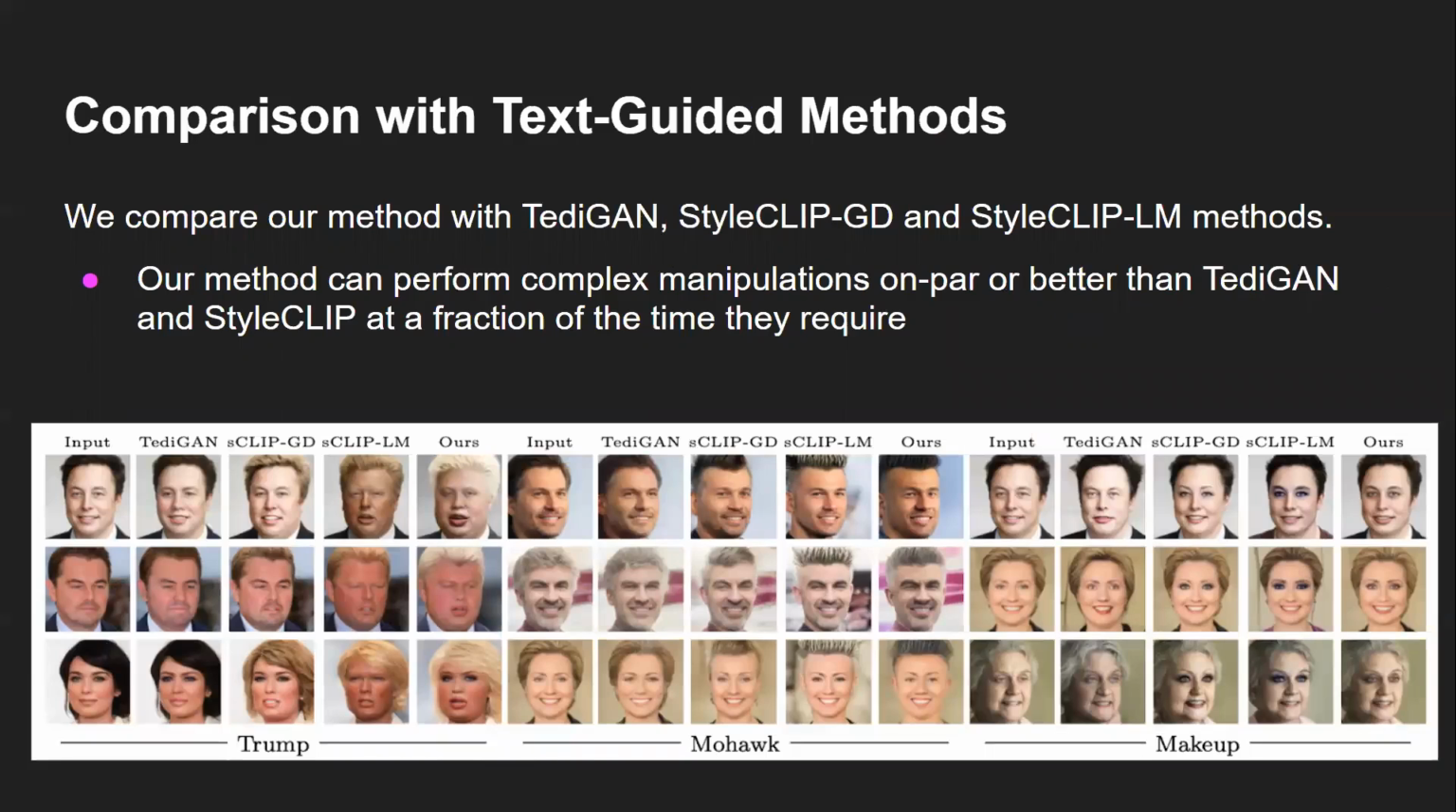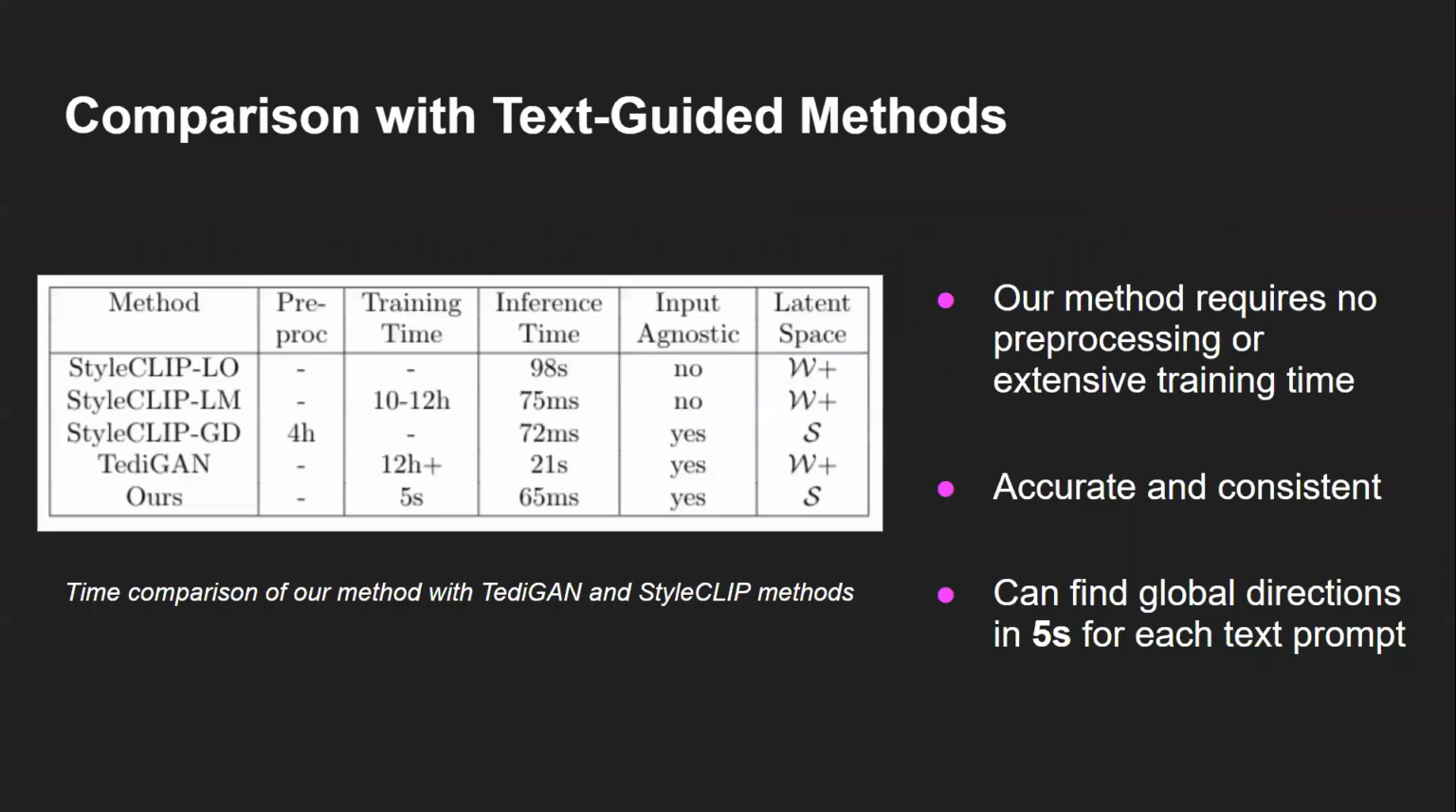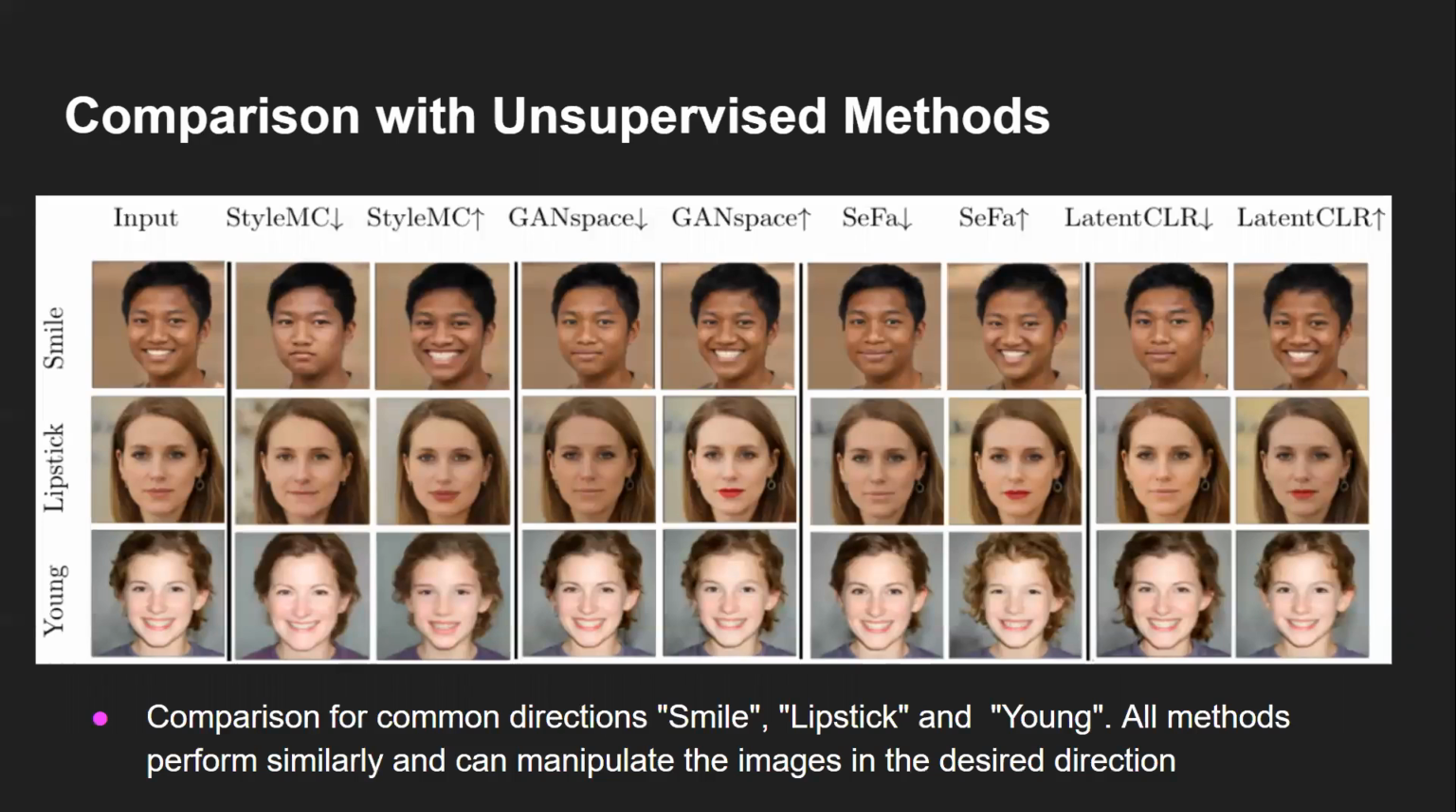When we compare our method with other text-guided methods, we see that our method can perform complex manipulations on par or better than TediGAN and StyleCLIP at a fraction of the time they require. You see examples of complex manipulations such as Trump, Mohawk, and Makeup. Our method takes significantly less time than TediGAN and StyleCLIP methods to find directions and perform the manipulations. It only takes 5 seconds to find a stable and global manipulation direction compared to hours of pre-processing or training time in other methods. In this figure, we see comparisons of our method with other unsupervised methods.